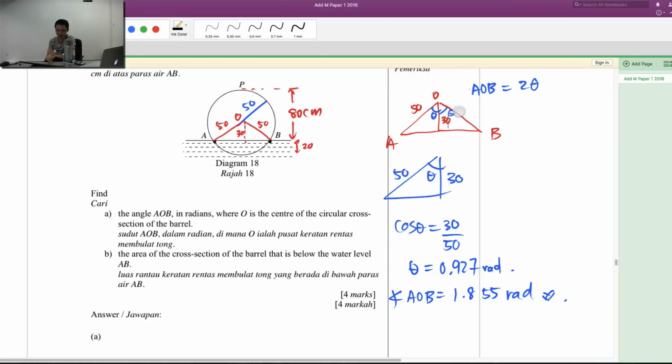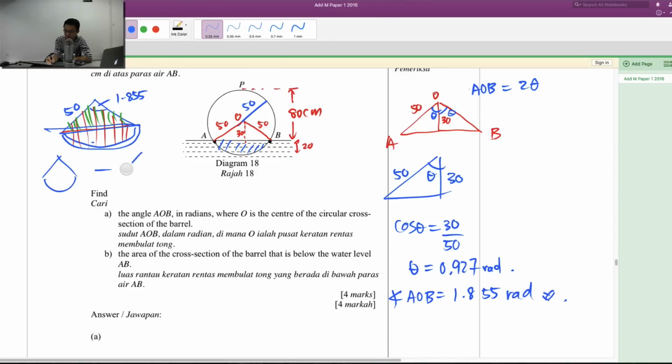So for part B, the area of the cross section below the water level. Basically, they want you to find this one. Actually, it's not too hard because you just need to use the area of sector, since you know the angle is 1.855 and you know the radius is 50. So area of sector minus the area of triangle. If the area of sector is everything here, you minus the area of triangle, then you can get the part you want, which is this part. So basically now we will use sector minus triangle. I'm just telling you the logic.